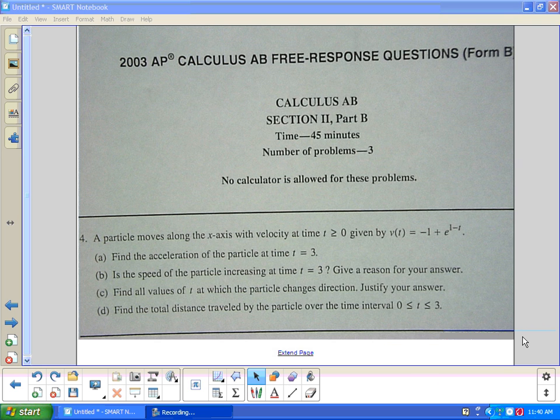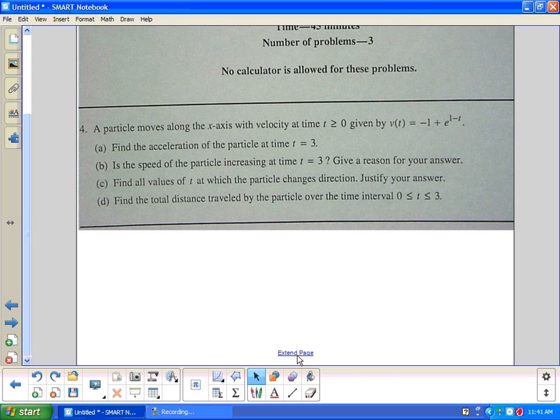All right, so 2003, Form B, free response, number 4, so therefore no calculator. Instead of going through and doing the scoring immediately, I will work the problem and let's see if the teacher can get 9 for 9. All right, theoretically. So no calculator.